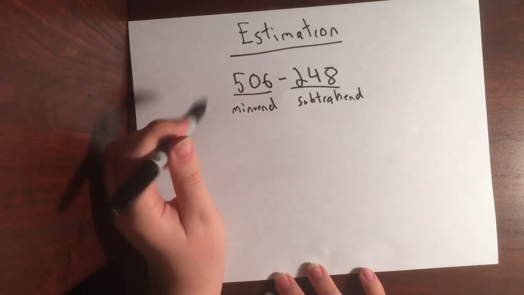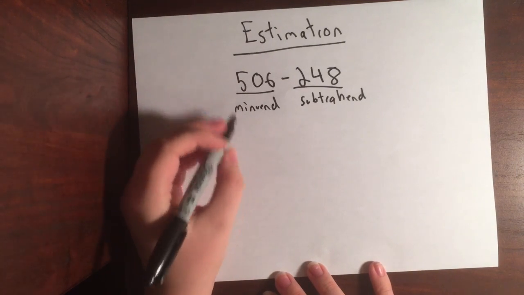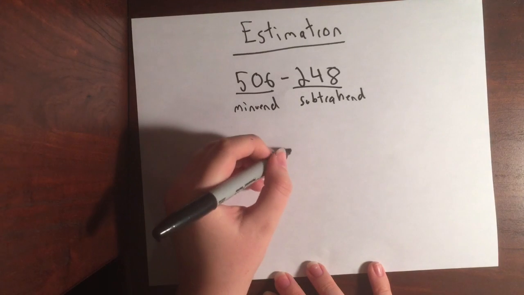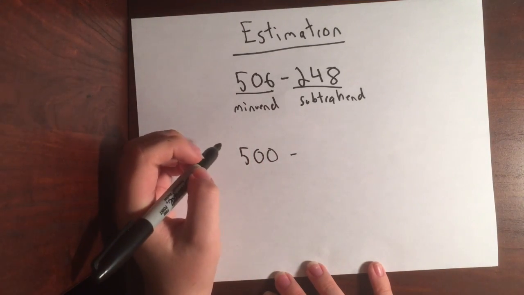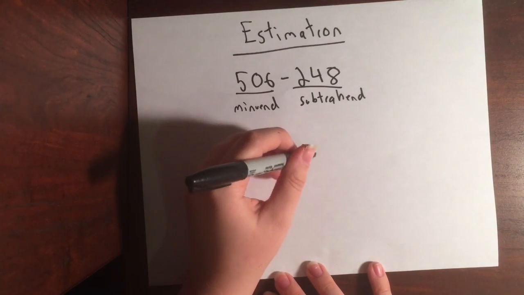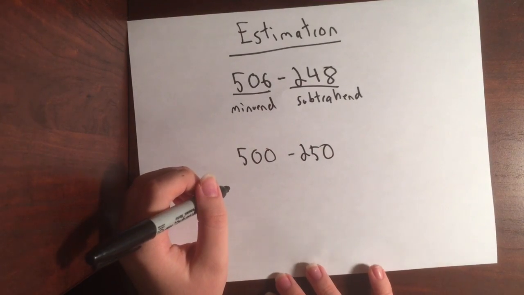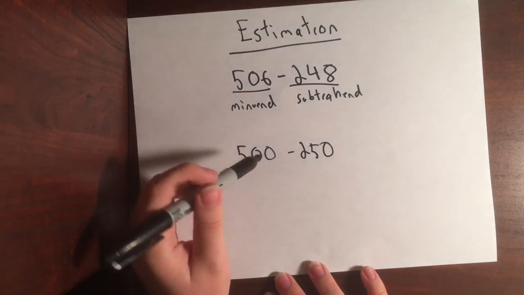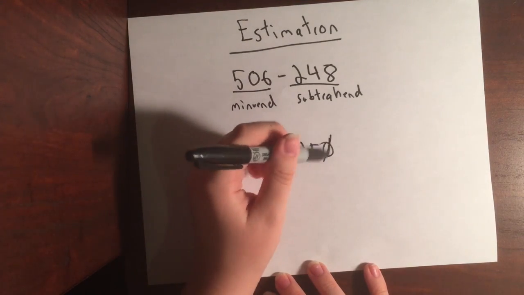But since we're estimating, let's use easier numbers to work with. 506 is pretty close to 500. And 248 can be rounded to 250. Now we have some very easy numbers to work with. For now, let's ignore these two zeros.